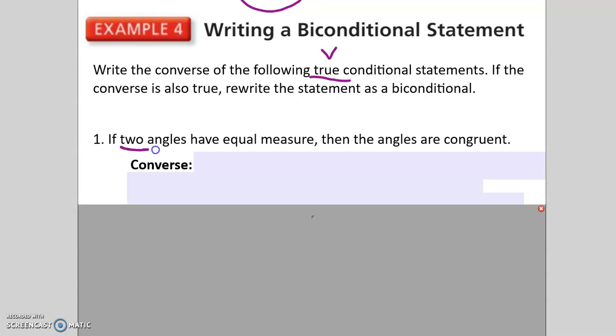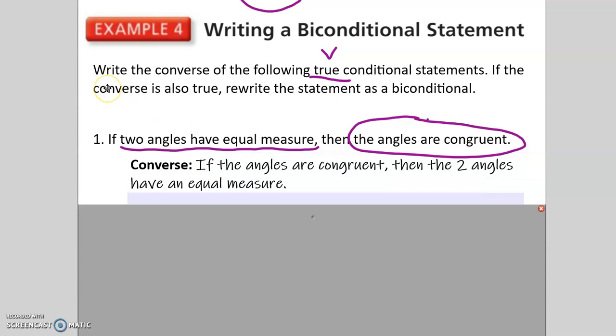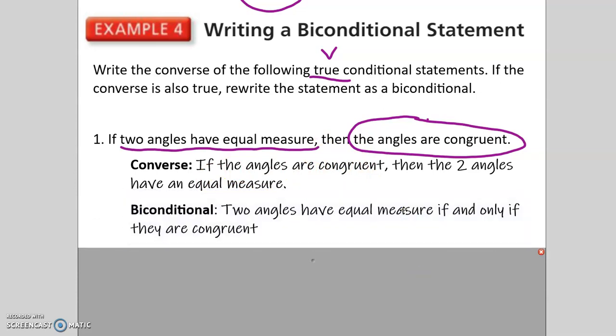Well, let's remember, here's my hypothesis. Here's my conclusion. Converse wants me to flip it, right? So I'm going to say if the angles are congruent, then the two angles have equal measure. Is this statement true? That's true, right? Congruent angles mean they have equal measure. So we can now write a biconditional statement.